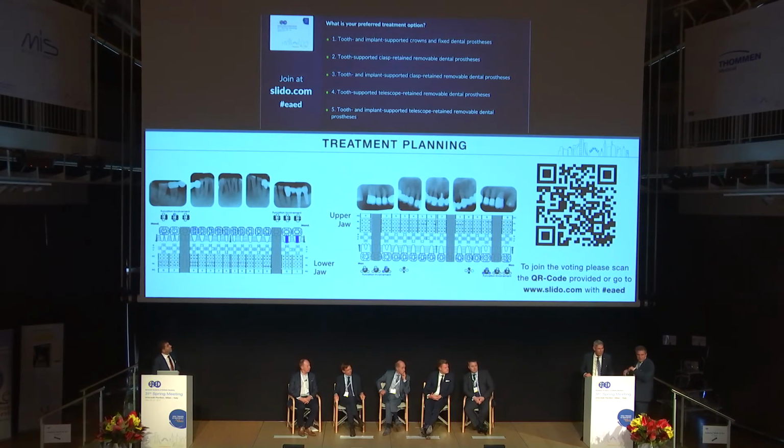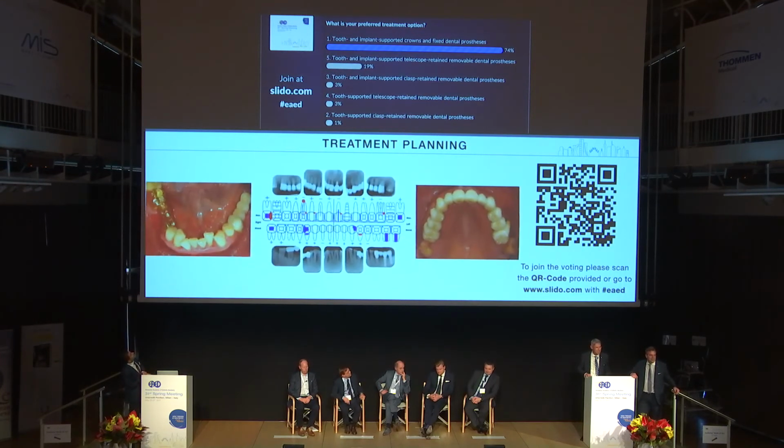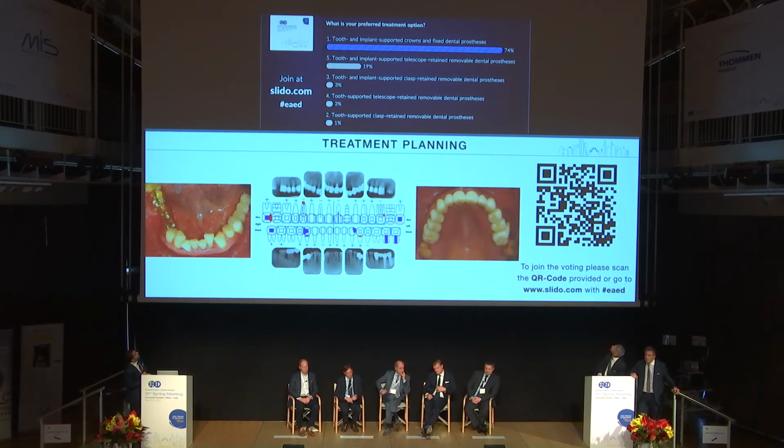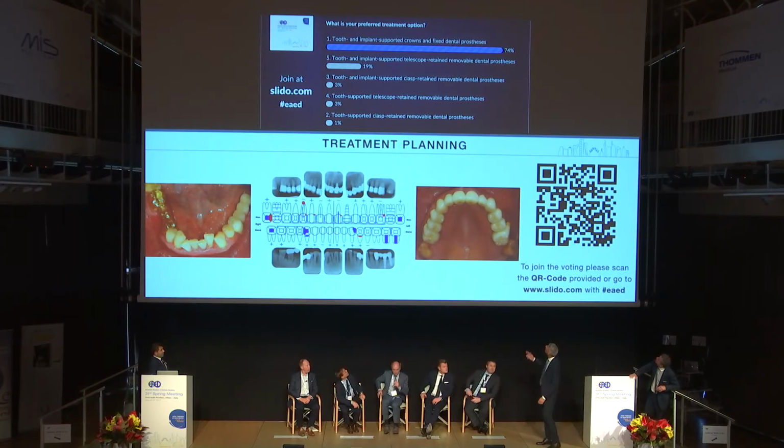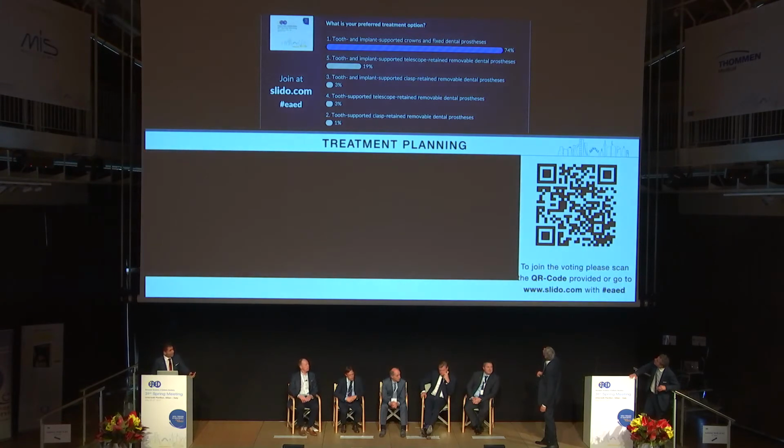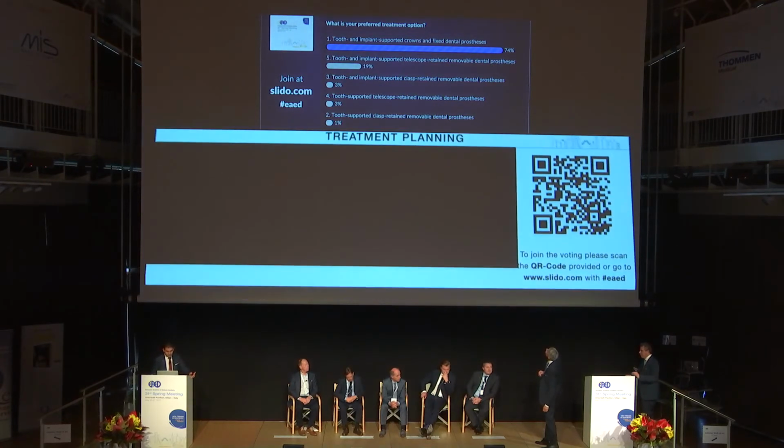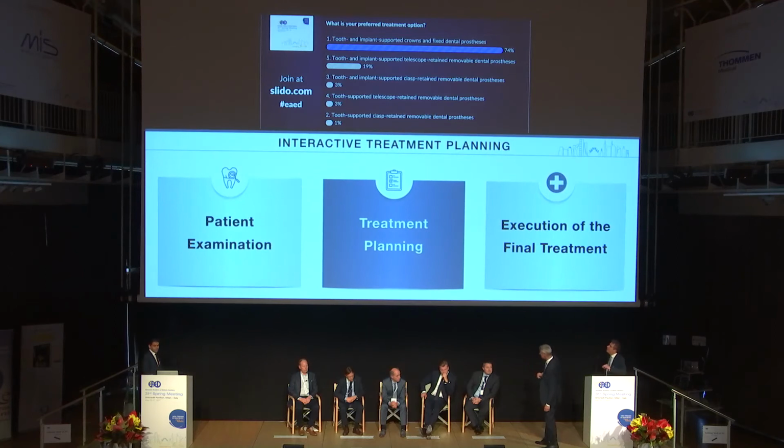All right, thank you very much. The voting is closed. Can you give us the results, please? That's a clear result. Tooth and implant-supported crowns and fixed dental prostheses: just for the panel, 74% is for solution number 1 with additional implants. There's 19% for the tooth and implant-supported telescope-retained solution, and the others are 3 and 1%.